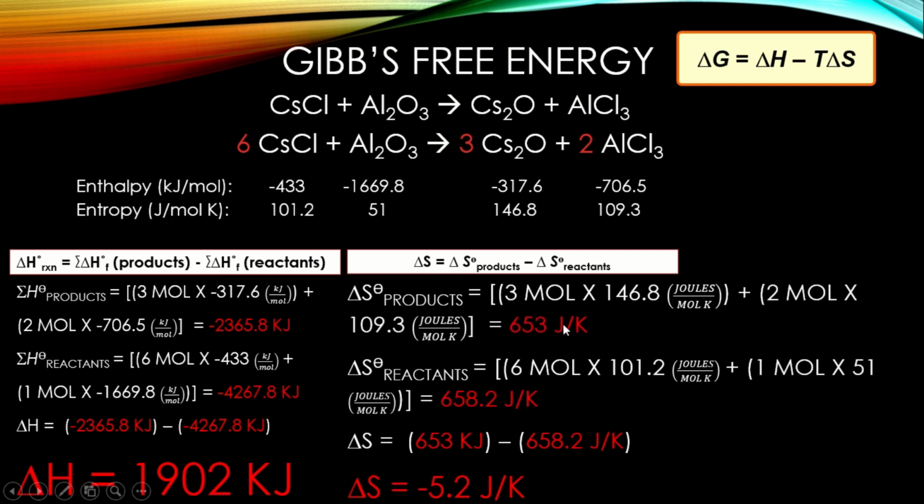Okay. So for the product, ganun uli. Kunin natin itong 3 na mole. Nandito yung 3 mole. Tapos yung value ng ating entropy for the cesium oxide. Ang entropy niya ay 146.8. So 146.8. I-multiply ito. Tapos, susunod na substance, 2 mole. Kaya 2 yung nakalagay dito. For aluminum chloride, it is 109.3. So 109.3. Ipag-multiply natin yung 2 tapos yung 109.3. Pagkatapos natin i-multiply, ipag-add natin itong dalawa. Ang lalabas dyan ay 653 joules over Kelvin.